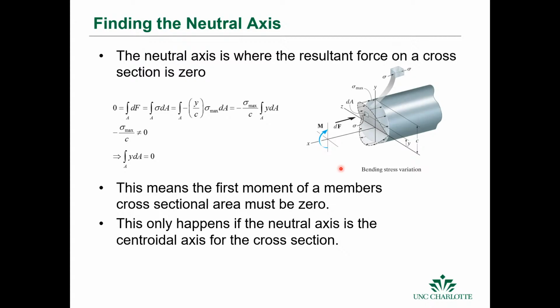In the case of a symmetric beam, obviously the neutral axis is in the center of the beam, and we can find it by finding the location where the first moment of a member's cross-sectional area is 0. So that's how that's defined. Usually we just put it in the middle, but if you have a non-uniform cross-section, you may have to find the neutral axis, and this is the method that you use.